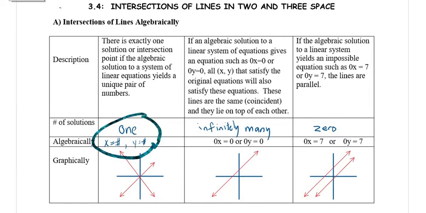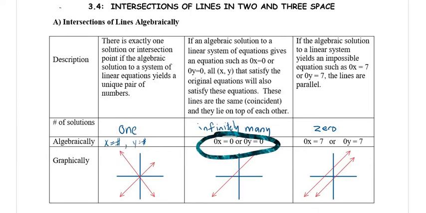Now, the second option is that we could have two coincident lines that have infinitely many solutions. And if we try to solve that using elimination and substitution, you'll remember that we get something to the effect of 0x equals 0 or 0y equals 0. Essentially, it's just asking what values of x or y are going to satisfy those equations. And of course, we know any value of x or y is going to multiply with 0 to get 0. So anything is going to work.